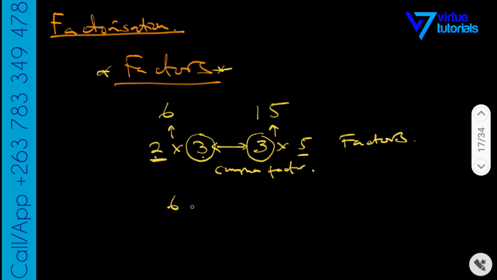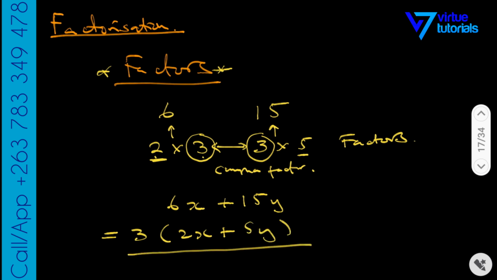So if I had something like 6x plus 15y, I can factor out a 3, and then this becomes 2x plus 5y. Remember, if I remove the 3, I'm left with the 2 here. If I remove the 3, I'm left with the 5 there. So you've looked for the highest common factor and divided 6 divided by 3 to get 2, 15 divided by 3, 5. You're removing something such that if you multiply, you come back to the original. 3 times 2 should give you 6, which it does. 3 times 5 should give you 15, which it does.